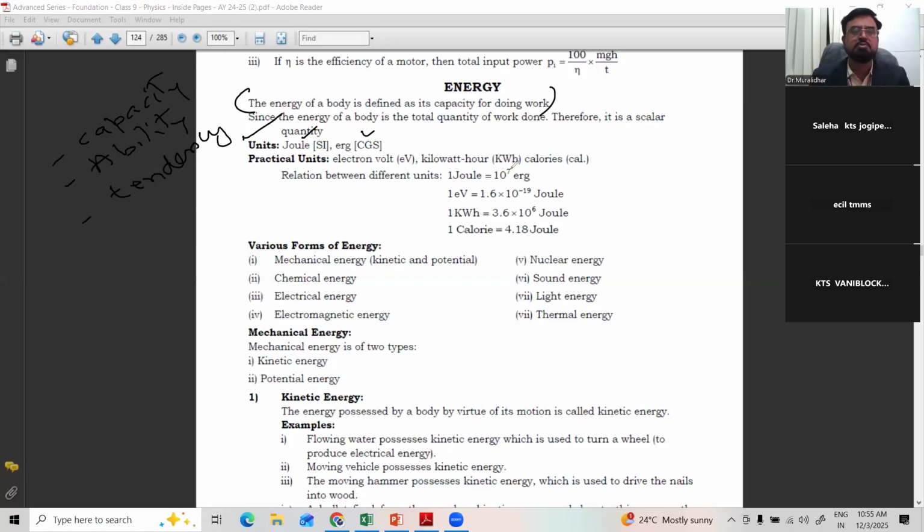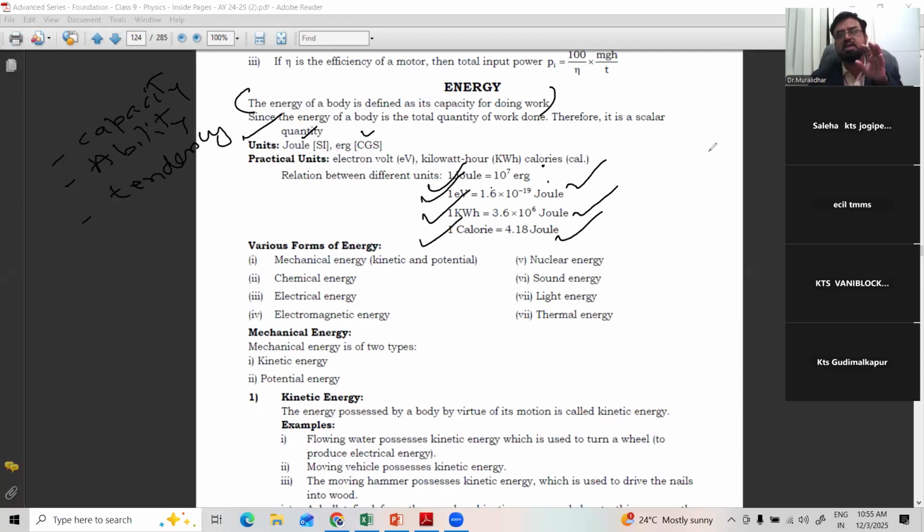Practically, we can have so many units, like kilowatt hour or calorie, right? See here, 1 joule is equal to 10 power 7 erg, SI versus CGS. 1 electron volt is equal to this many joules. 1 kilowatt hour is equal to this many joules. I already derived it. 1 calorie is equal to 4.186 joule. So all these are units of energy, and they can be converted, one unit into another.